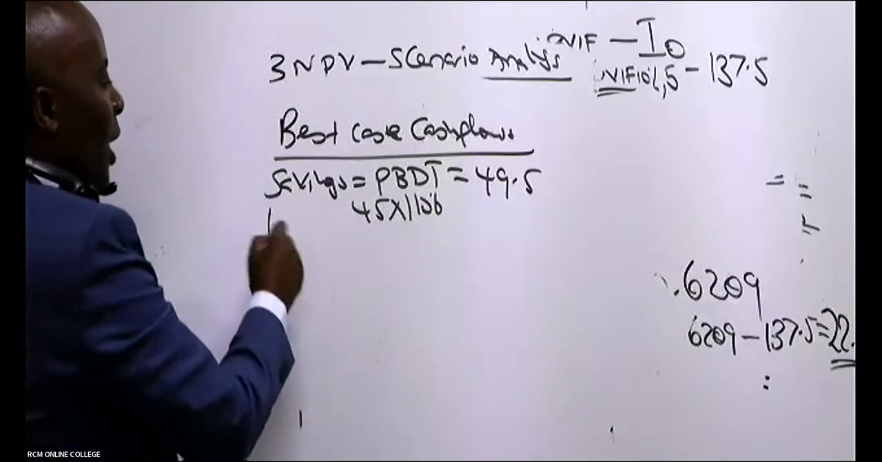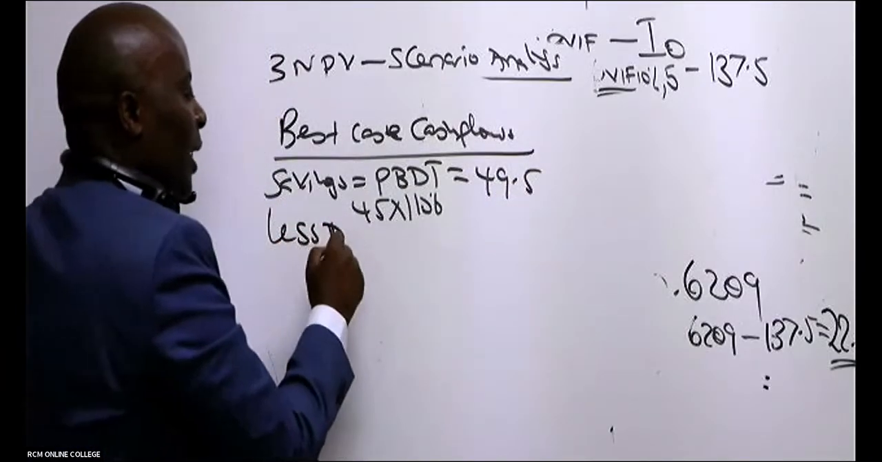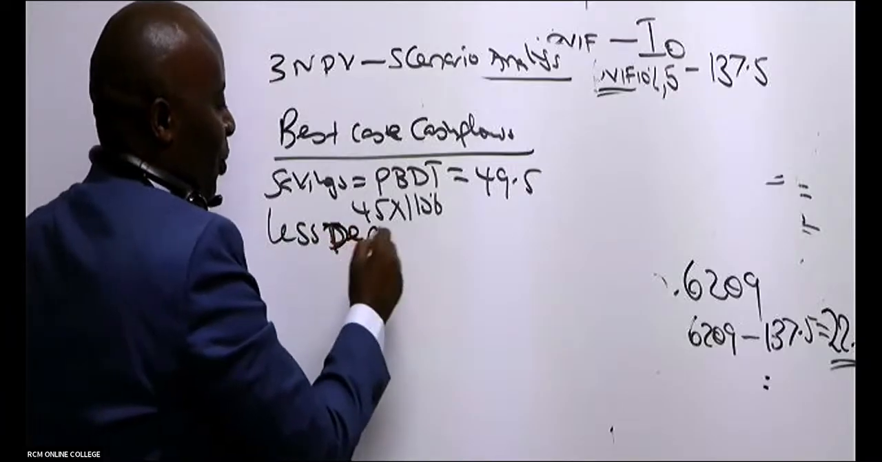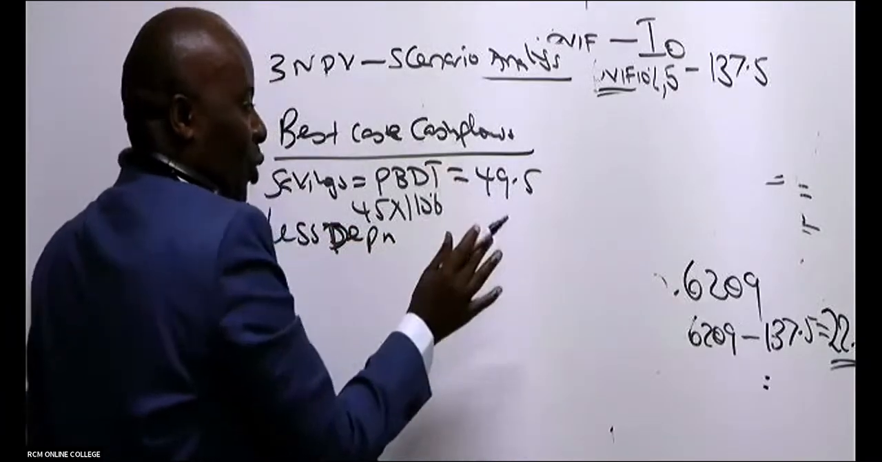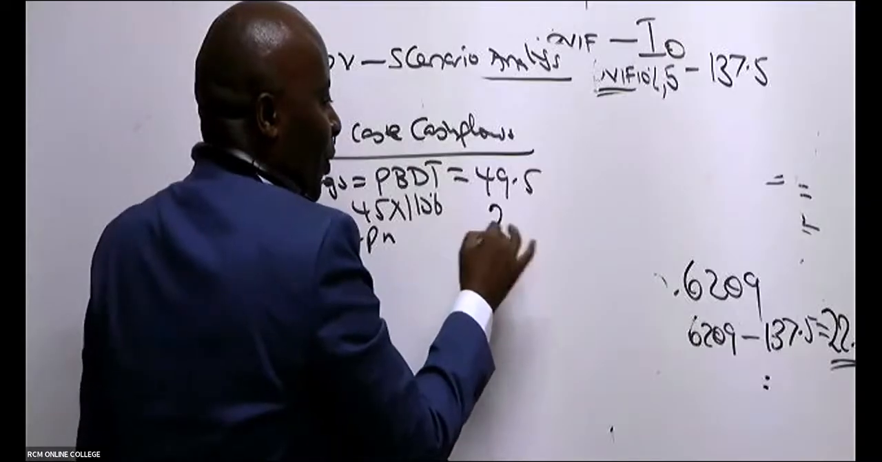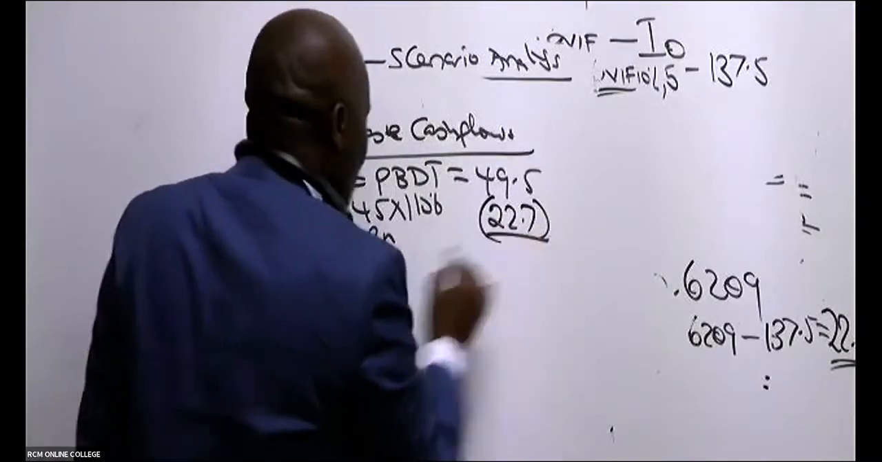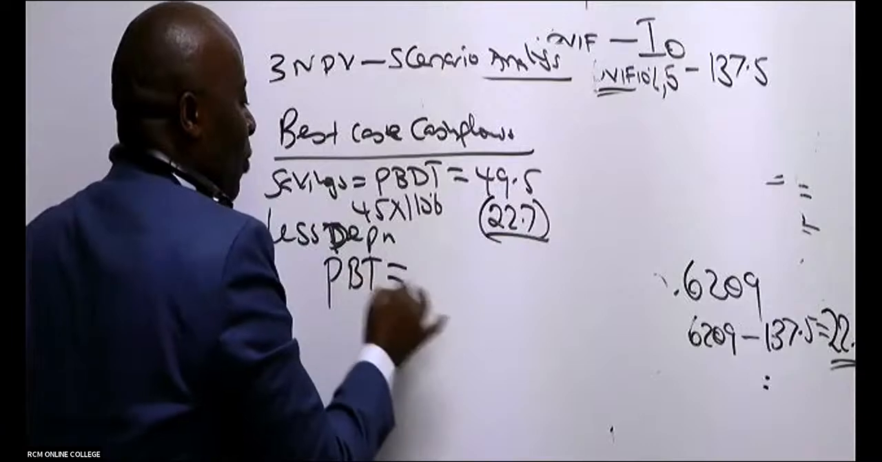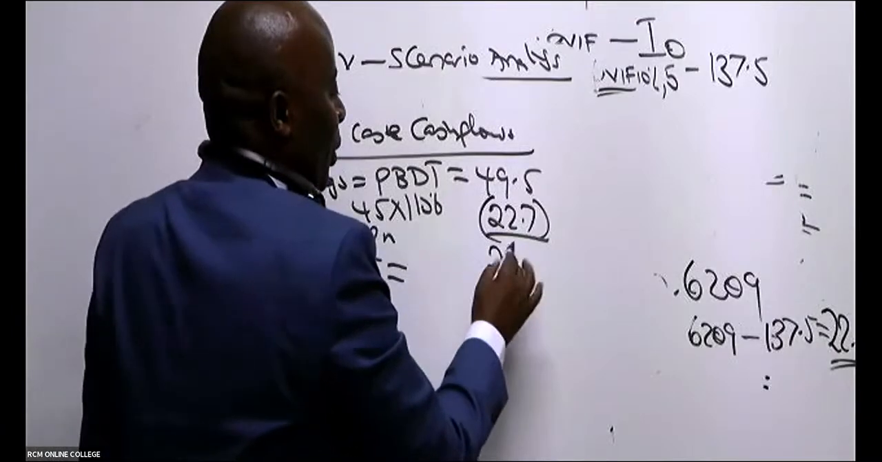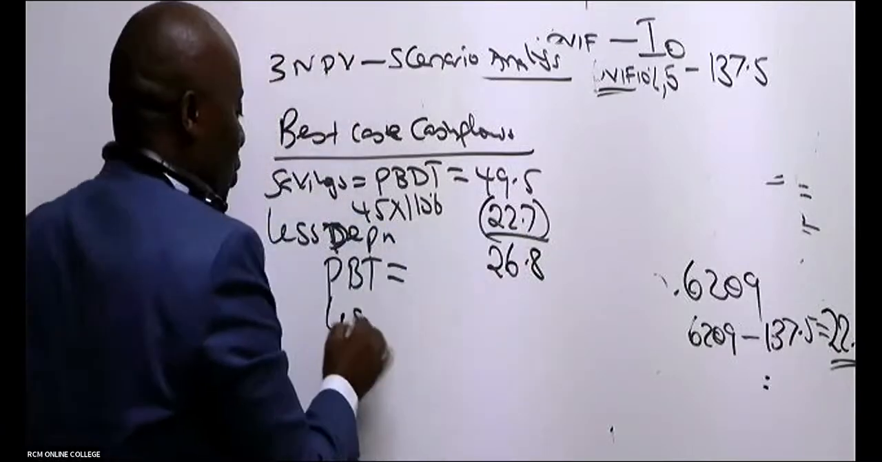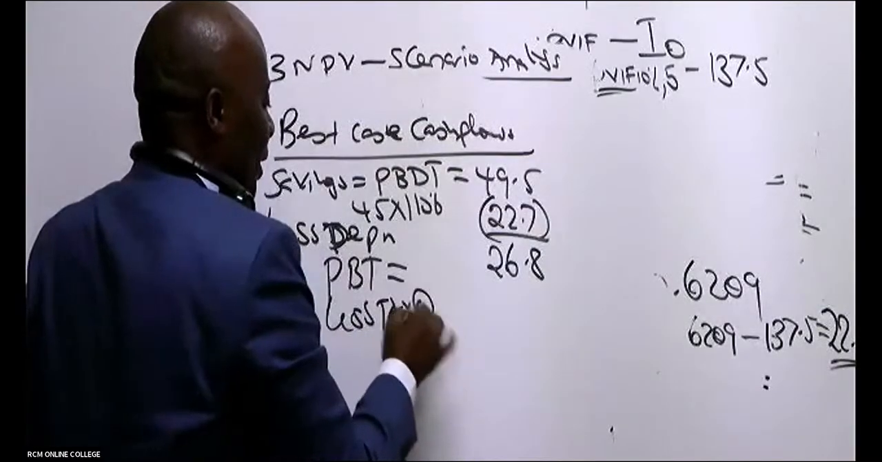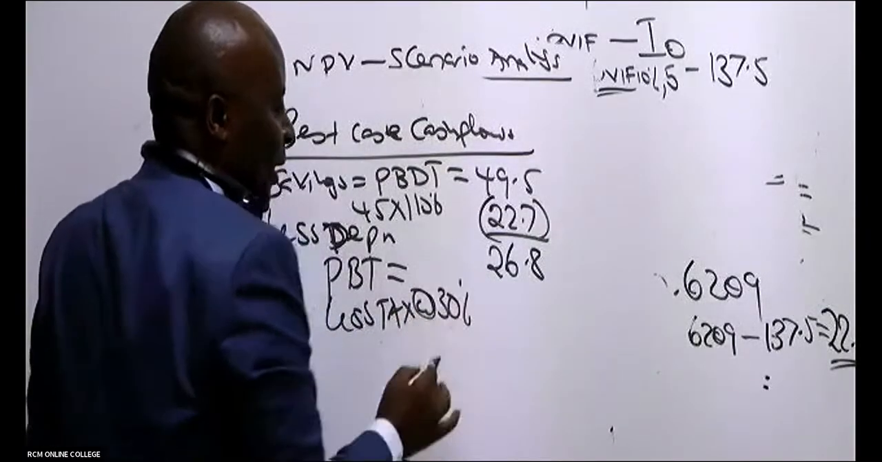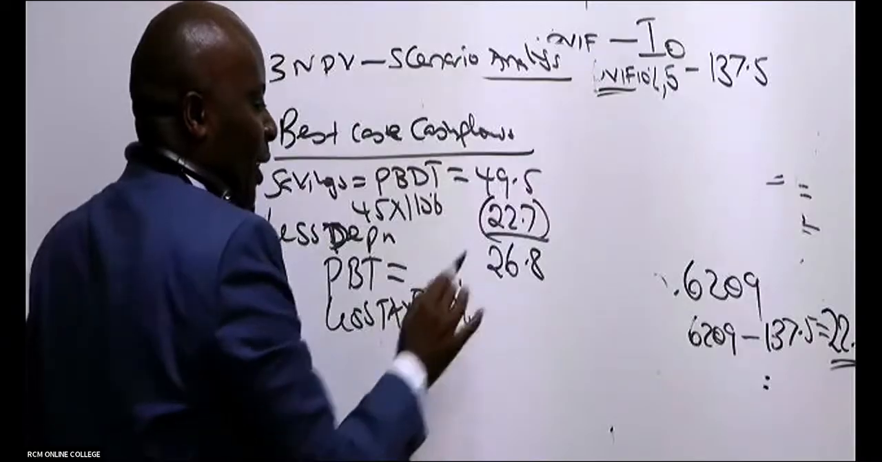Then we come and less tax first, no, depreciation. The method of Missouri. That doesn't change. Of what figure? 22.7. Which gave us profit before tax of 26.8. And then you come and less tax. What percentage here? 30%, isn't it? Which 30% of this gave us what figure?